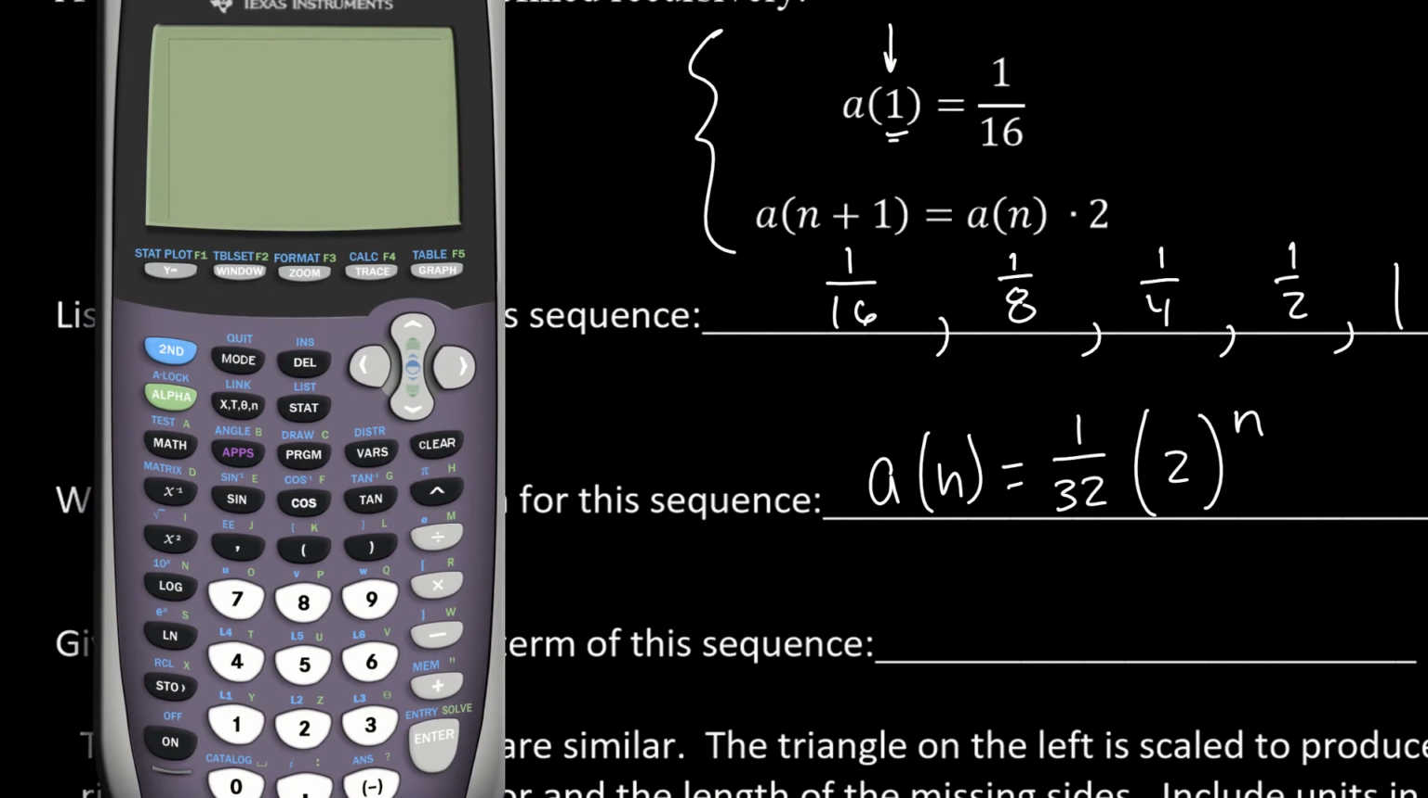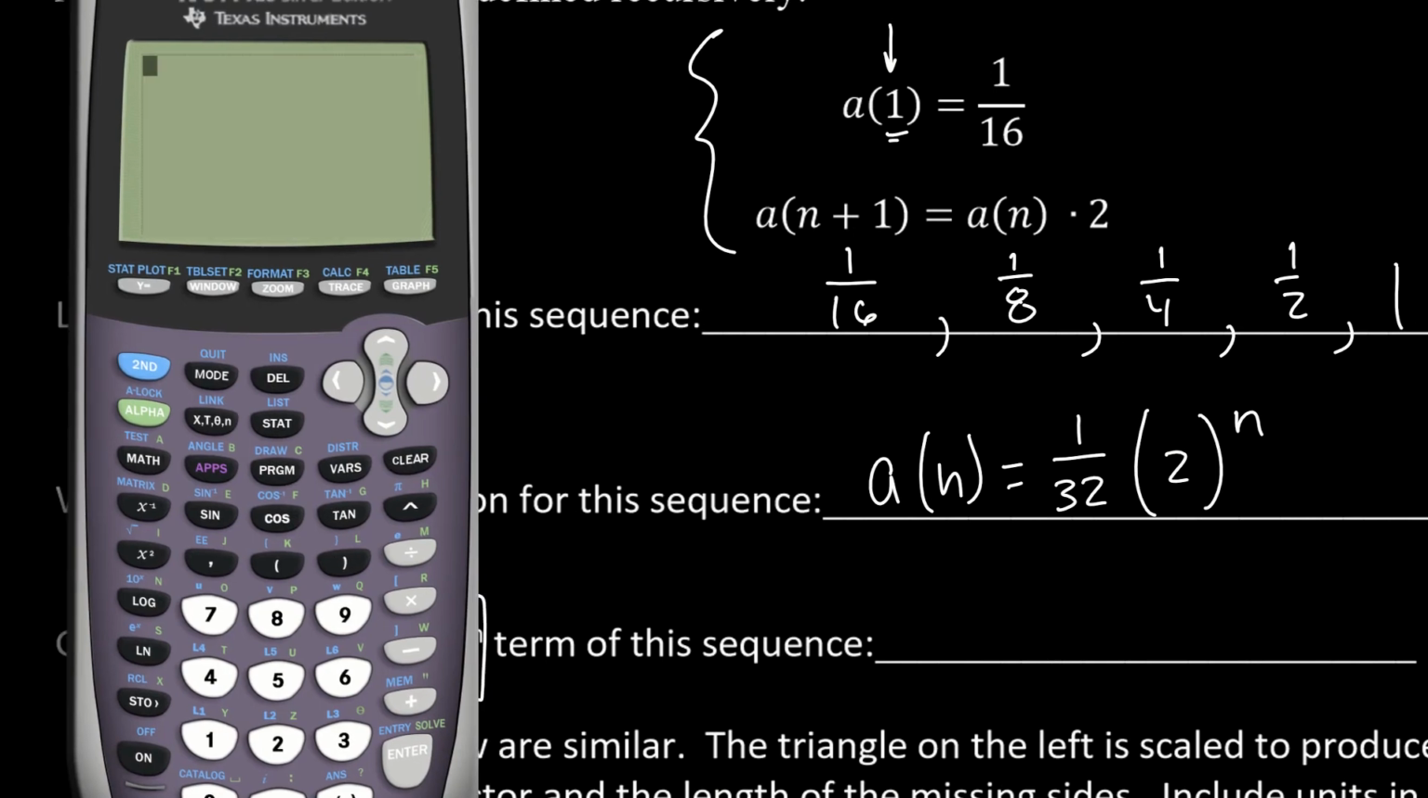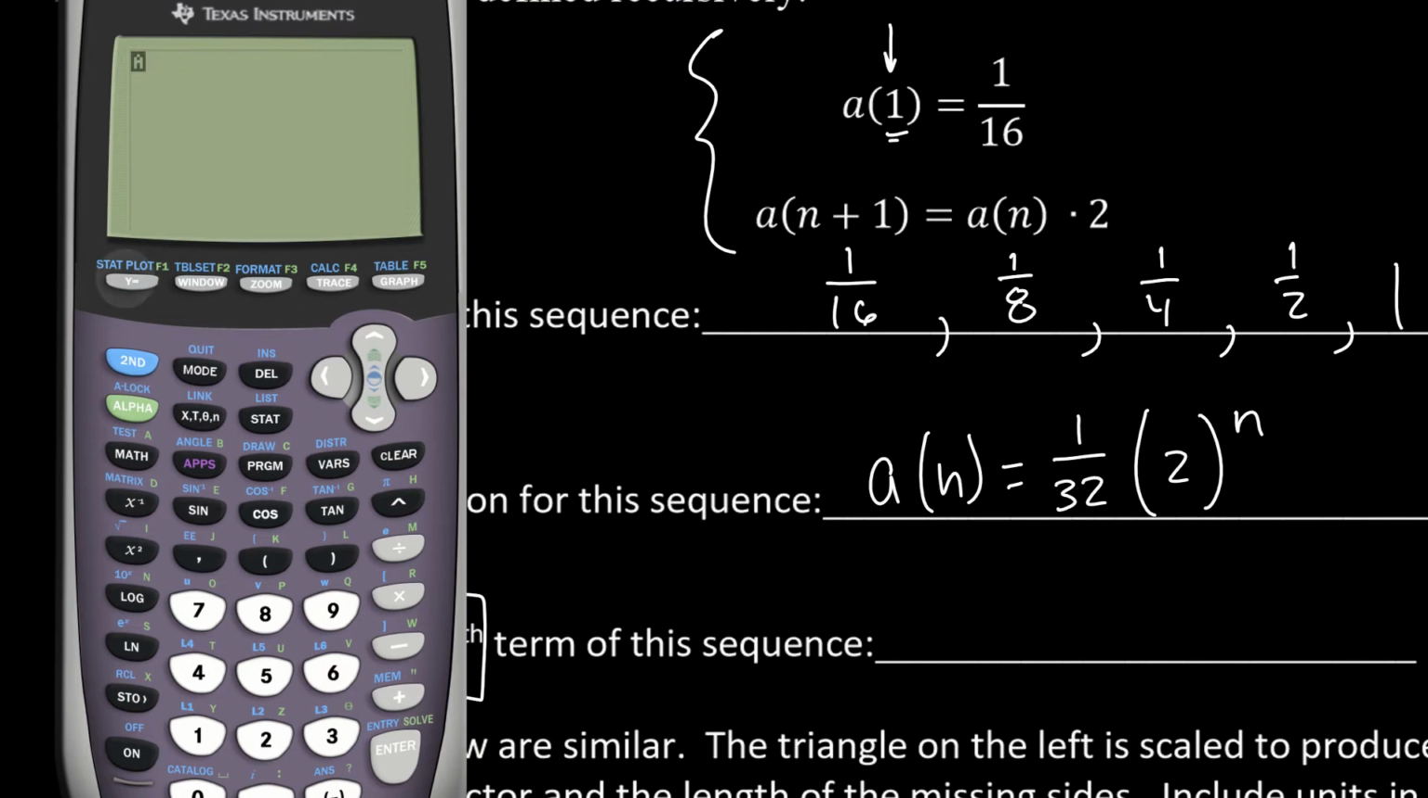And then the last question here says find the 12th term of this sequence. Well, I'm not gonna do that manually, so let me grab my friend Alpha. I'm gonna get a nice fraction though. So here's a fraction template, and I'm gonna have 1 over 32, and I'm going to multiply that times 2 raised to a power, and the power we're raising to is 12 because I want the 12th term in the sequence. And when I do it, I get 128. So a of 12, the 12th term in the sequence, is 128.